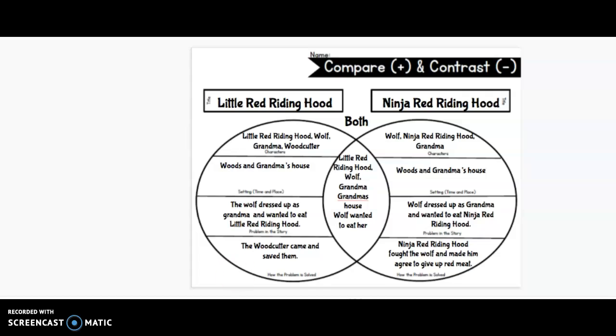Okay, now let's look at this solution. So in Little Red Riding Hood, the solution was that the woodcutter came and saved them. In Ninja Red Riding Hood, Ninja Red Riding Hood fought the wolf and made him agree to give up red meat. So those are two very different endings to our books.